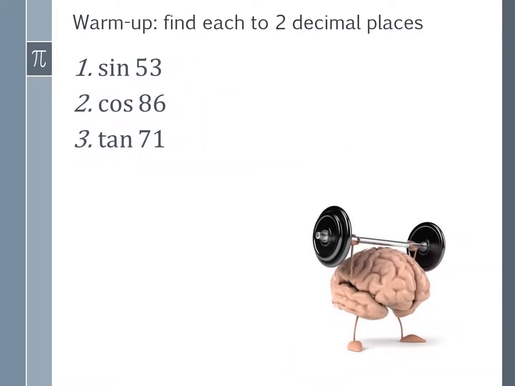The first thing we're going to do is a little warm-up, just to make sure we're all on the same page. Make sure your calculator is in degree mode. And we're going to find sine, cos, and tan of each one of those angles to 2 decimal places. So again, make sure your calculator is in degree mode before you begin. And type in sine 53, cos 86, tan 71, and see what you get.